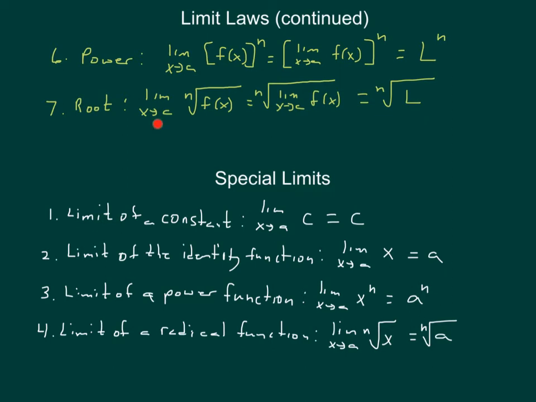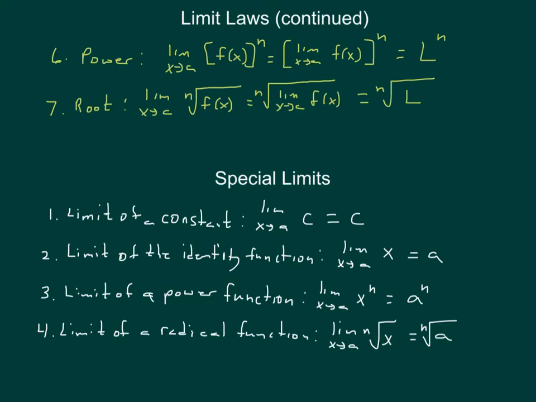And then if I take the limit as x approaches a of the nth root of f of x, that's going to equal the nth root of the limit as x approaches a of f of x, which is going to be the nth root of L. Now we do have some special limits as well, and all of these limit laws here can be found on page 1092 of your book.